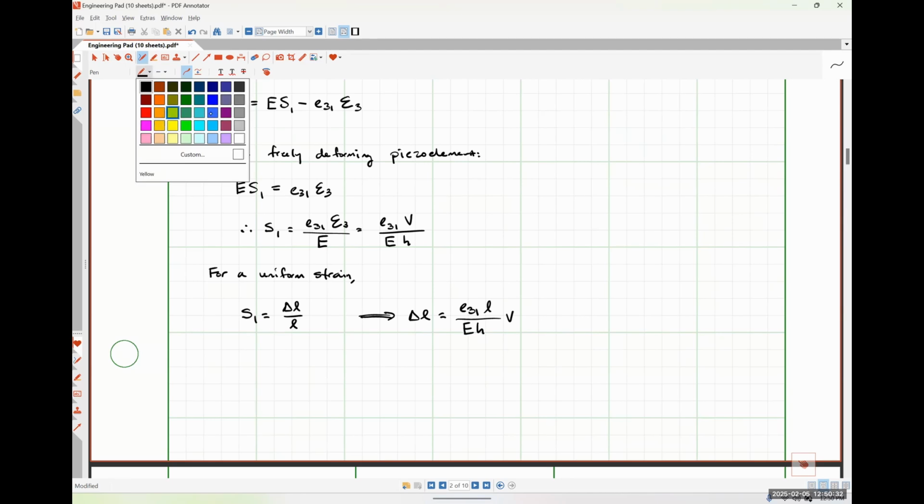So I'm going to put a little circle around something important here. That L over H ratio means that in a transverse configuration, the amount of displacement we generate is not independent of geometry like we saw in the longitudinal configuration. So if we want to get a large displacement, we need to have a large L over H ratio. Okay.